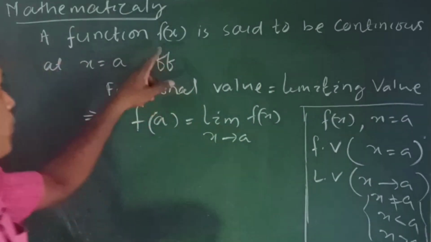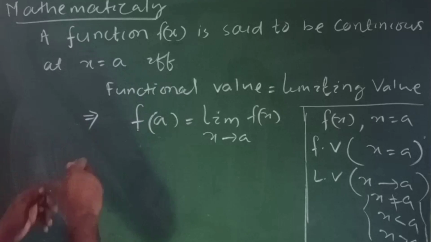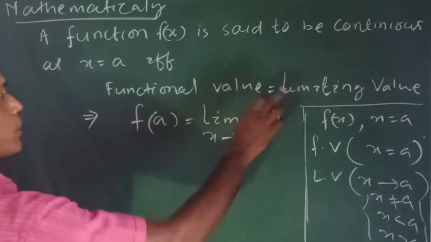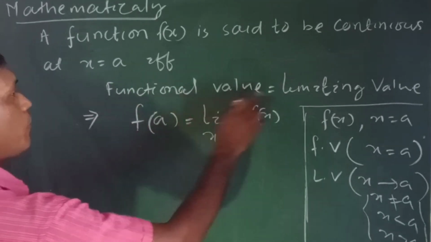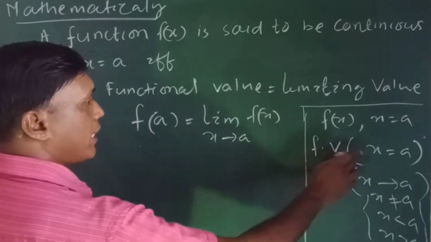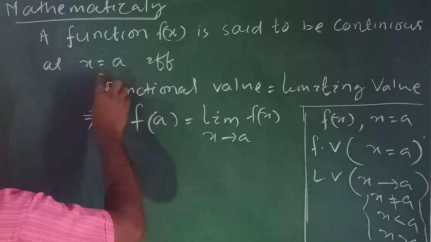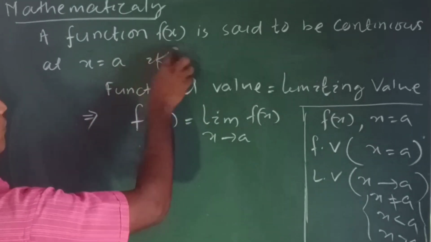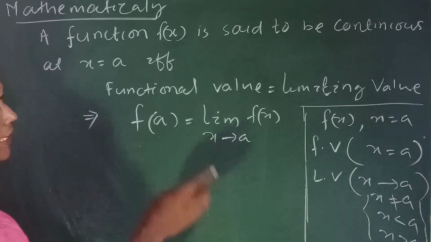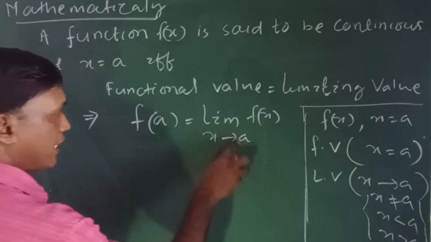Here the given function is f of x and the point is a, and the function will be continuous if this condition is satisfied. That means the functional value is equal to the limiting value. Functional value means, as I said, x is equal to a. You have to put x is equal to a. So putting x is equal to a, we get the value f of a. But in case of limiting value, you have to take the limit of that function as x tends to a.